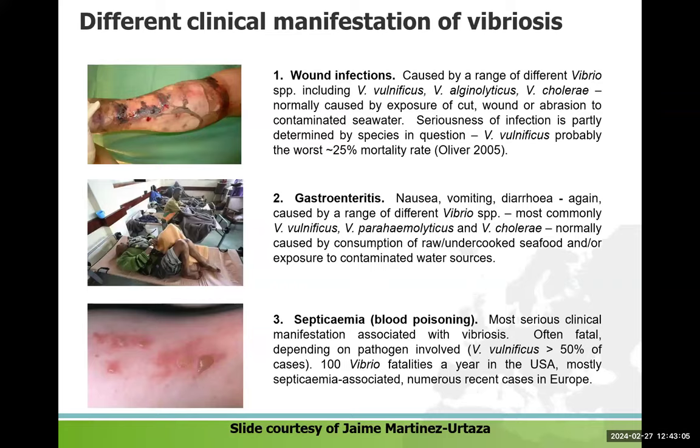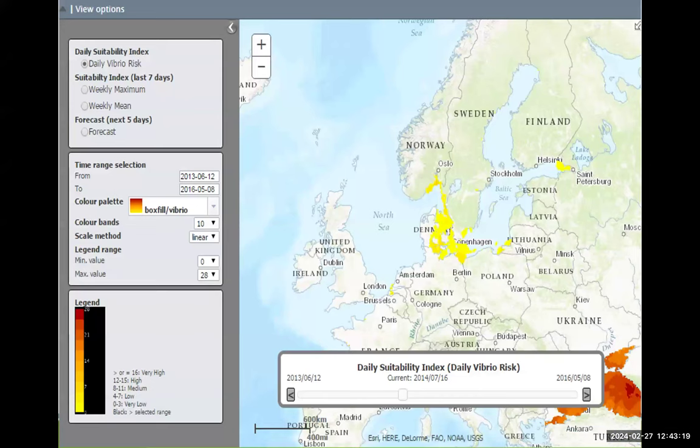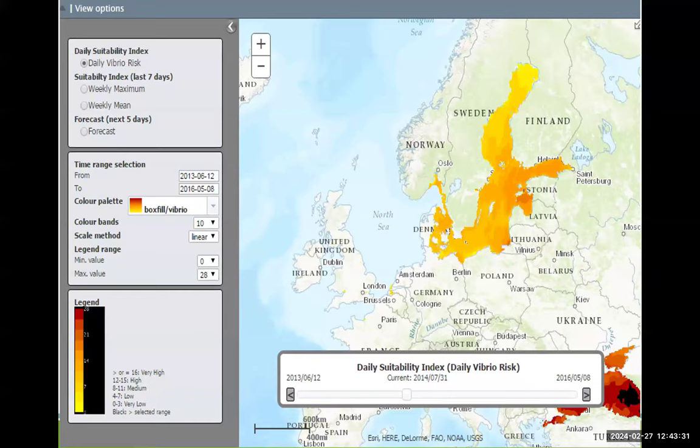And so we set up an early warning system where we monitor the environmental suitability of sea surface temperature and salinity through remote sensing and make that available through our platform. And here is the platform. This is the Vibrio map viewer, and you can see here in 2014, the Baltic was heating up, and we knew that something was going on in the Baltic because the environmental conditions were so conducive.